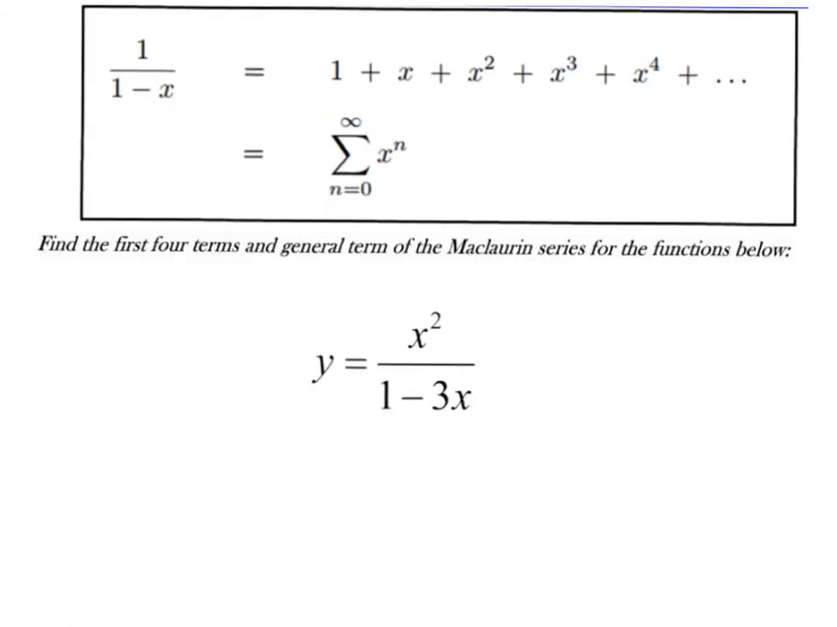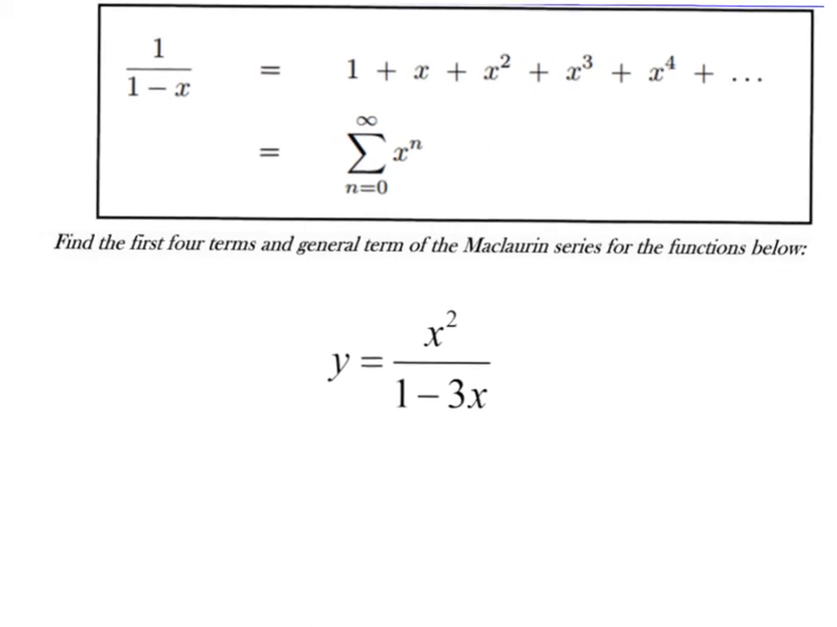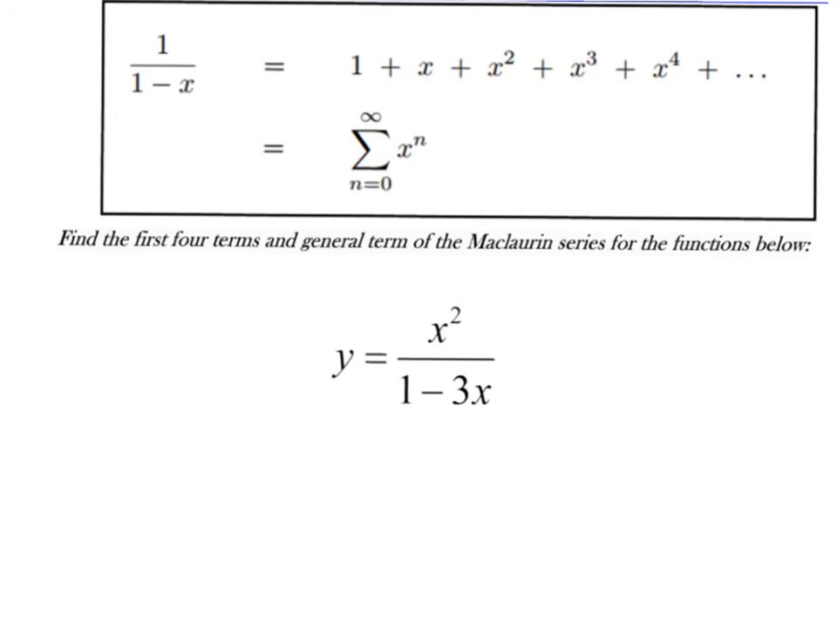I wanted to show one more example. Okay, so find the first 4 terms and general term for this one. So 1 over 1 minus x. Please remember that this is the geometric series, right? First term and common ratio. And you'll see it right here. It's x to the nth power. And we start at 0, so anything to the 0 is 1. Please remember that. That is important.